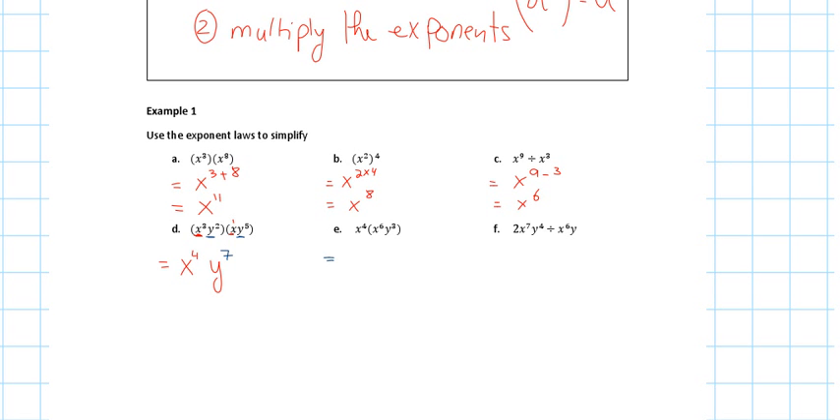Keep the base and 4 plus 6. Okay, so I have x to the power of 4 times x to the power of 6. So I'm going to keep the base. And what do I do with the exponent? Add the exponent to give you 10. So x to the power of 10. And then how about y? Y to the power of 3 doesn't change, right? Because there's no other y's in the equation.